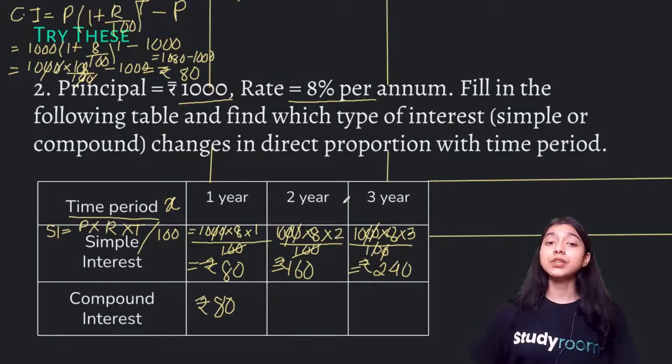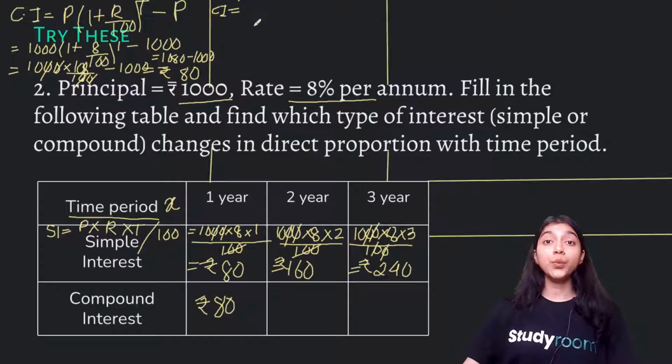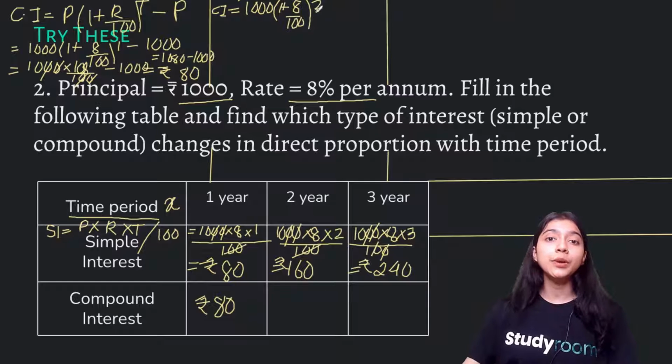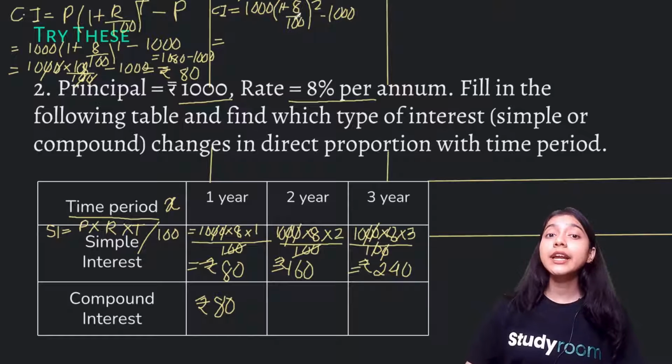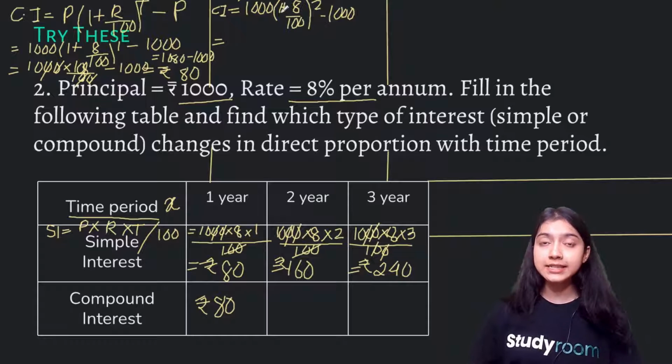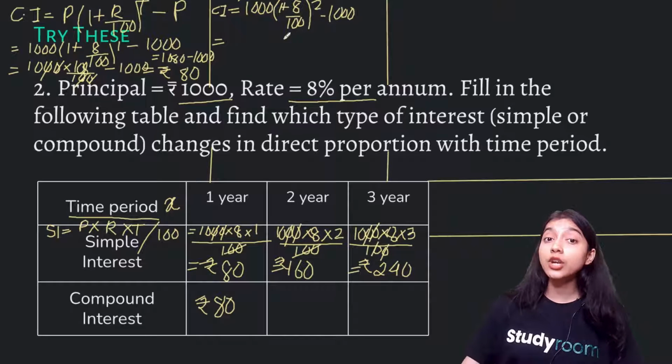Now let's see what happens in the case of 2 years. In that case, again we'll take the same formula: compound interest will be equal to P multiplied with (1 plus R by 100) whole to the power T minus P. So P over here is 1000 multiplied with 1 plus the value of R, again 8, divided by 100. But here the value of T will be 2 because we have 2 years, minus 1000. So let's calculate it. Again, in the bracket, 1 plus 8 by 100, we'll take 100 as the LCM and 100 plus 8 gives us 108 by 100. But this time we have the square of 108 by 100.